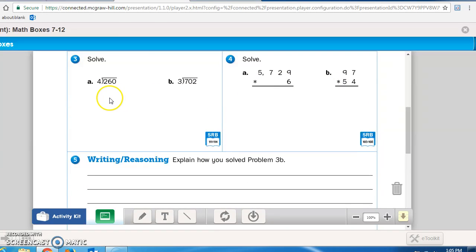Math Box 3 is having you divide. Use whichever method you would like. Math Box 4 is having you multiply. Again, use any method you would like. And number 5 says explain how you solved problem 3B. Please use words to describe how you did it. When you finish with this page, pause the recording and make sure that you check it in the Math Journal answer key and come up to me if you have any questions.